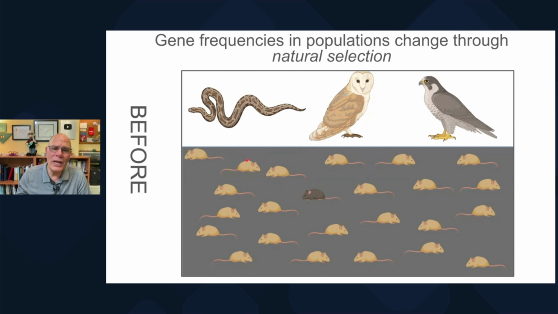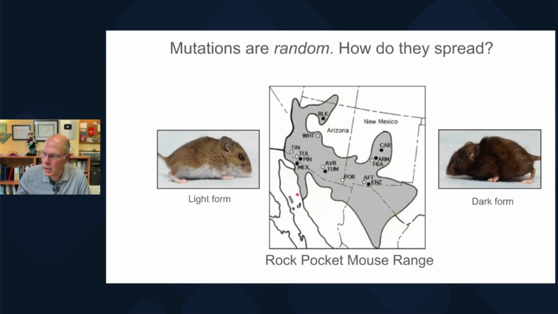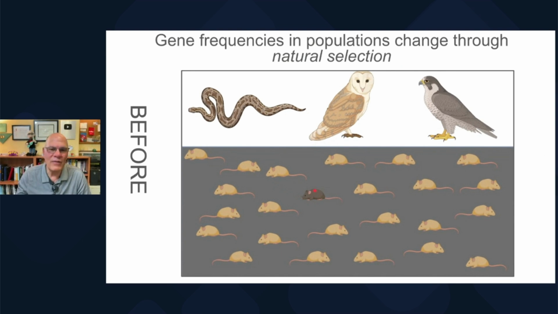They'll destroy their DNA. They'll destroy their ability to produce that light-colored pigment. But a dark-colored mouse will have an advantage in that context. It's better camouflage. So it will have an ability to persist and pass its genes on.